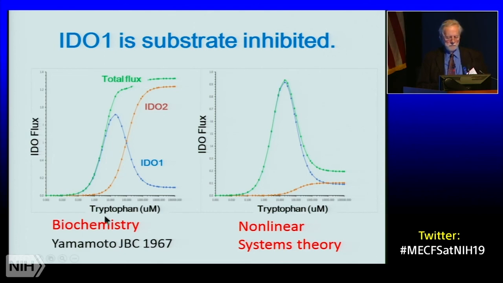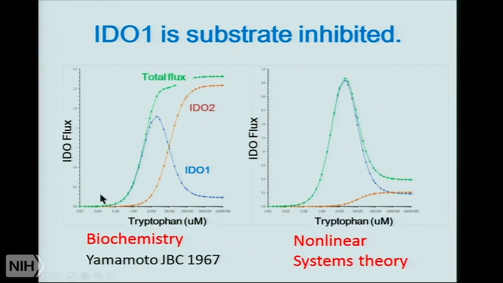is that what happens as you, this is a standard plot of tryptophan versus the flux through the pathway, is that the activity of IDO1 increases like it should for standard enzymes, but then instead of plateauing, it drops. And that means it's substrate inhibited. Very unusual. And so this unusual property creates a real serious problem, potentially, and that is that if your tryptophan were to get too high, then, in fact, you would inhibit the enzyme to the point where, in fact, you would not get any flux through the pathway.